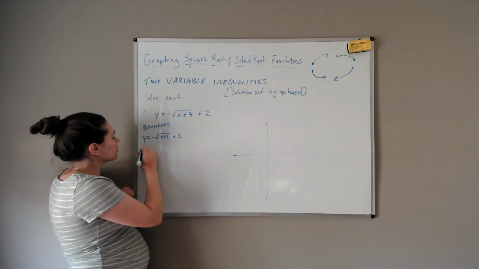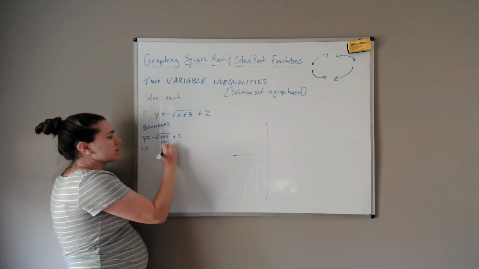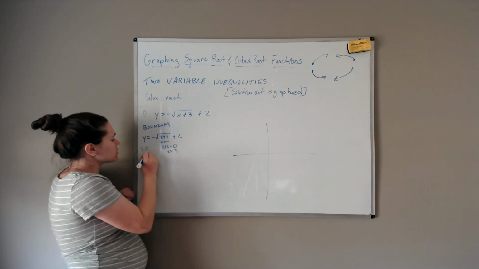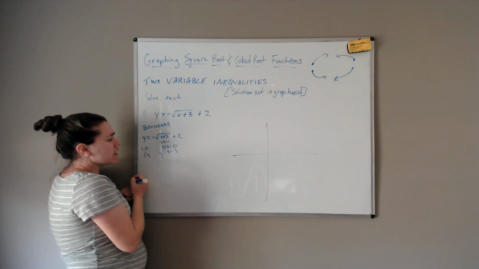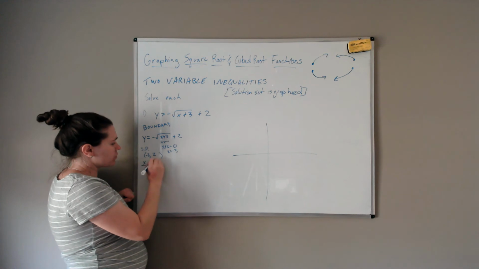So for a square root, the first thing we need is the starting point. So what makes that equal 0? That's going to be negative 3. So it starts when x is negative 3, and when you plug in negative 3, you'd output 2. So we just need a few more points.